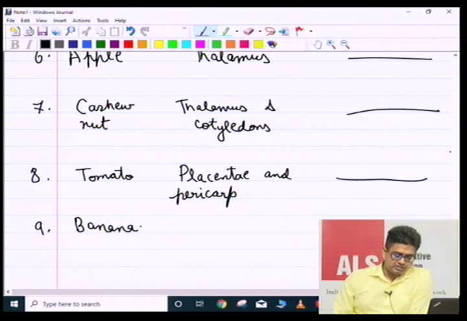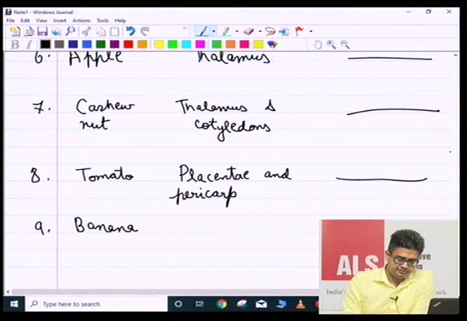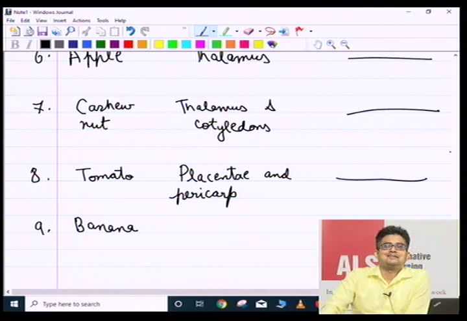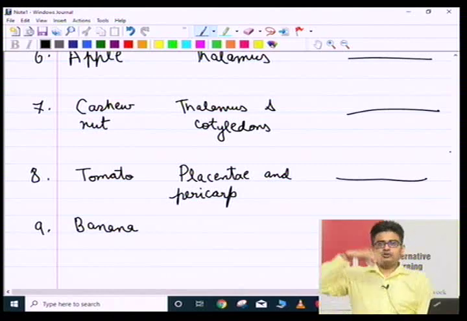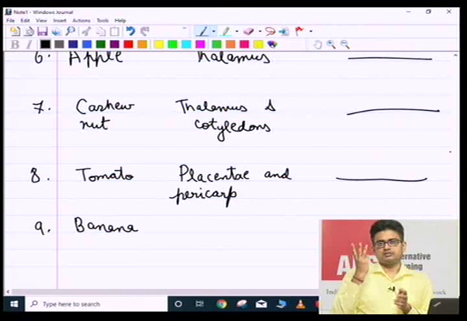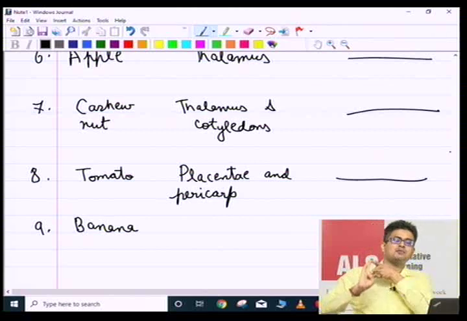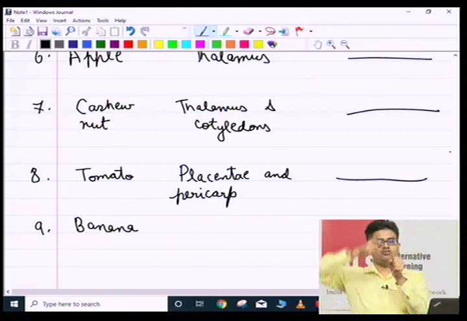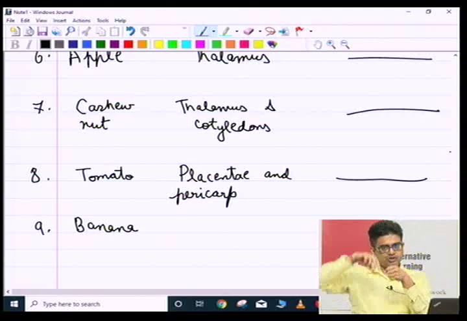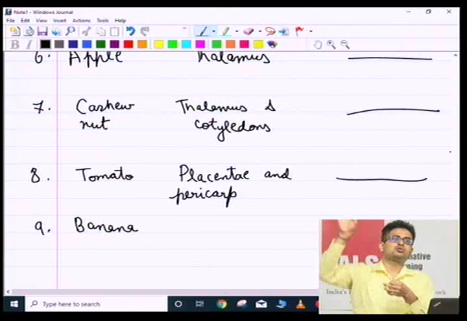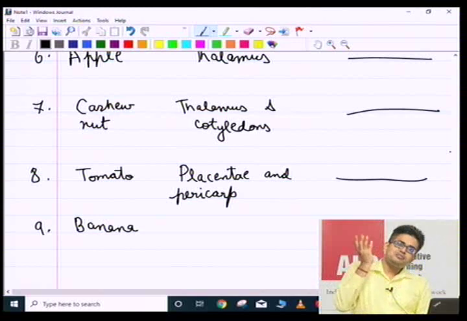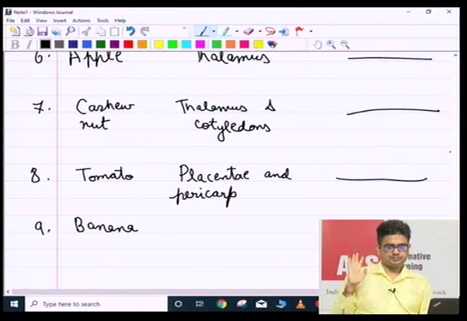What is the edible part in banana? Try to guess it. I understand you cannot know everything. But what do you eat in banana? Fruit has three parts: epicarp, mesocarp, endocarp. So banana, you peel off the banana neatly, and what do you eat inside? Epicarp is thrown off. You are consuming the mesocarp and the endocarp.